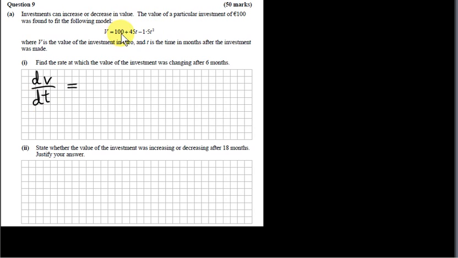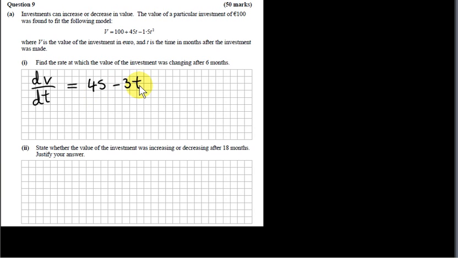If we differentiate 100, which is a constant, we get 0. Differentiating 45t with respect to t gives 45. To differentiate the next term with respect to t, we have 2 times minus 1.5 is minus 3, times t to the power of 2 minus 1, which is 1. This is the rate at which the value of the investment is changing at any time t.